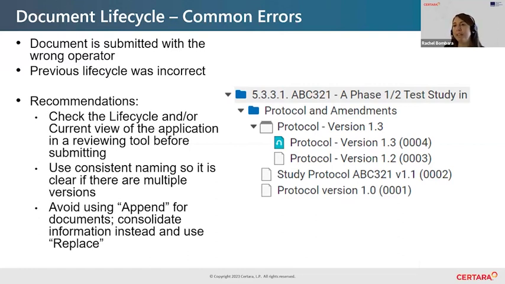Also, I highly recommend using consistent naming for the application so that it's very obvious if something is another version of a document. In my example, there was a protocol file where there were multiple versions that needed to be submitted. This can often happen with amended versions of a protocol. But each time it was submitted, the name was written differently.